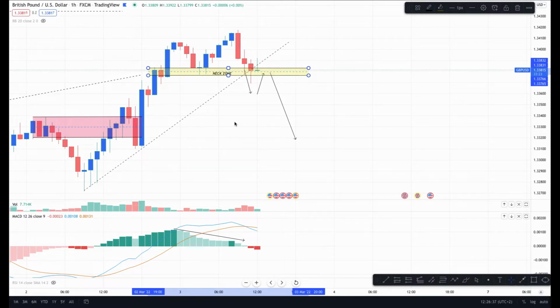I am the Vortex Trader, and today we are having a look at British Pound versus the US dollar on the 1 hour time frame.